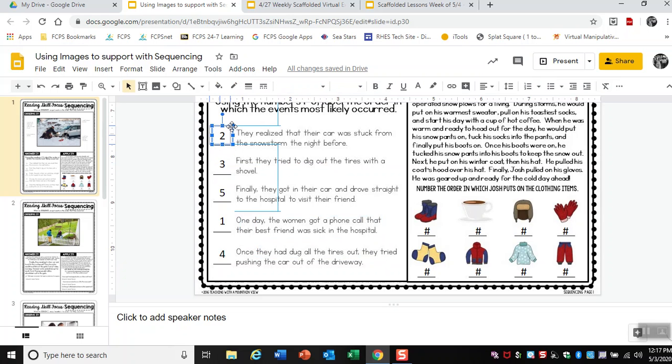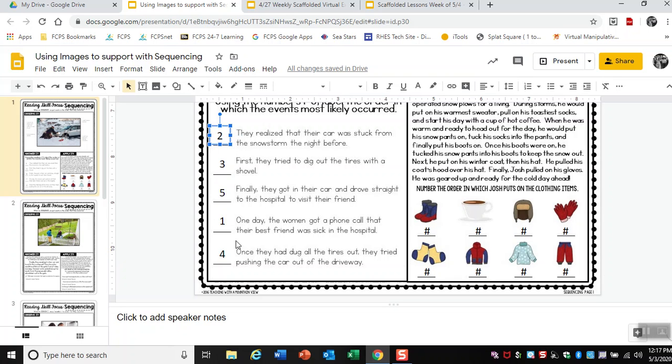They realized their car was stuck from the snowstorm the night before. First, they tried to dig out the tires with the shovel. Once they had dug out the tires, they tried pushing the car out of the driveway, and finally they got their car and drove straight to the hospital to visit their friend.